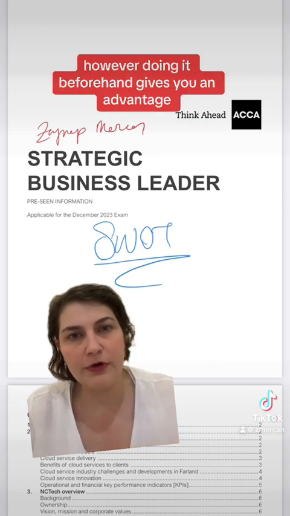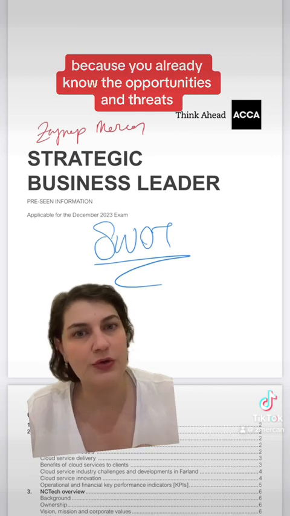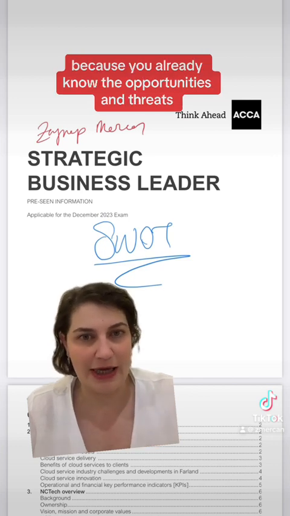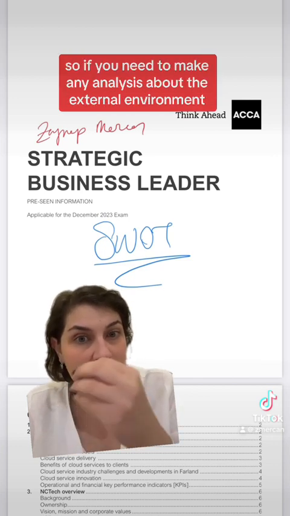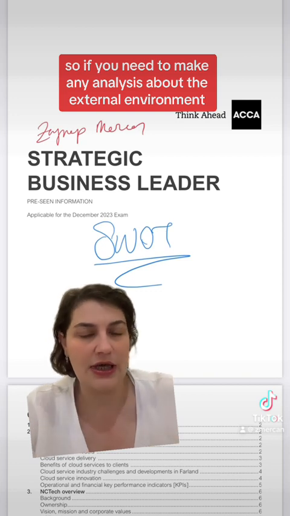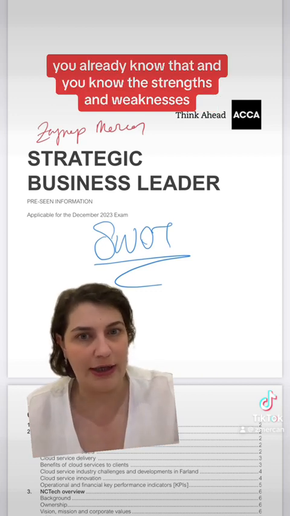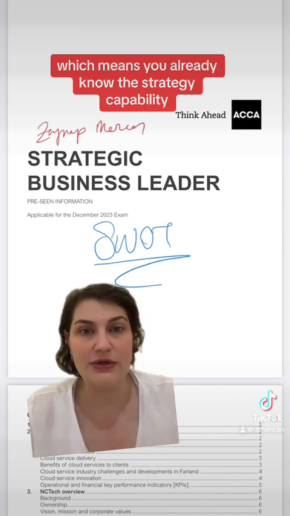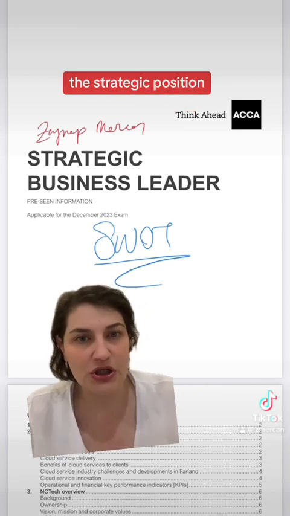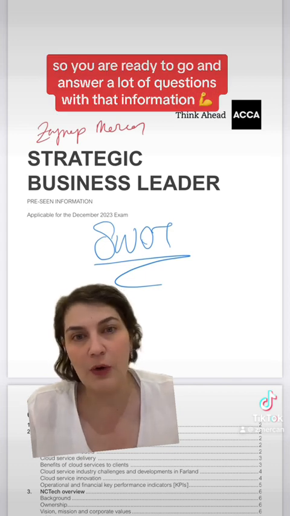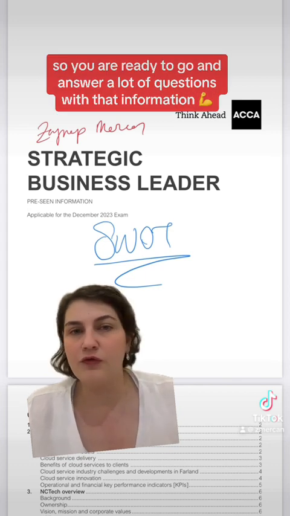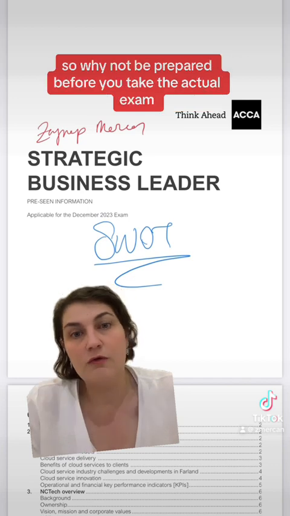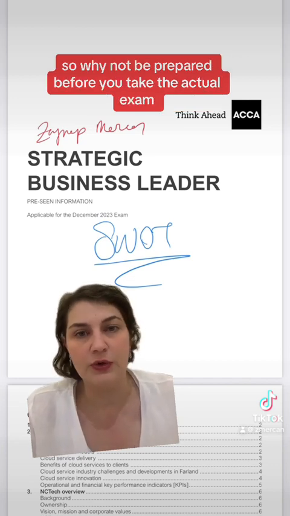However, doing it beforehand gives you an advantage because you already know the opportunities and threats. So if you need to make any analysis about the external environment, you already know that. And you know the strengths and weaknesses, which means you already know the strategic capability, the strategic position. So you are ready to go and answer a lot of questions with that information. So why not be prepared before you take the actual exam?